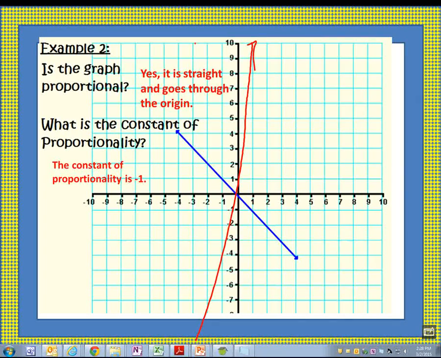this one, what would the COP of this one be? Ready? Nope. When the x value is 1, what is the y in the red? JD? No.